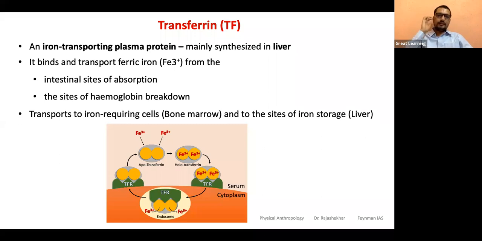And where is it synthesized? It is synthesized also in the liver. It is normally synthesized in the liver, and its job is to transport iron. So from where do we get iron? Iron is normally received in the form of diet.